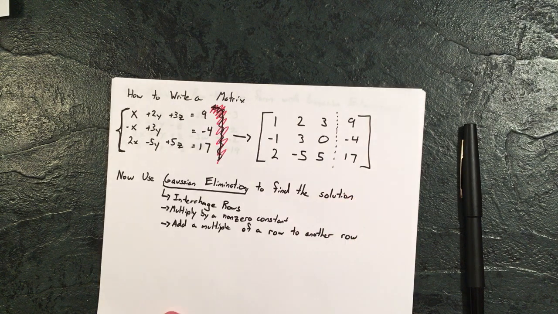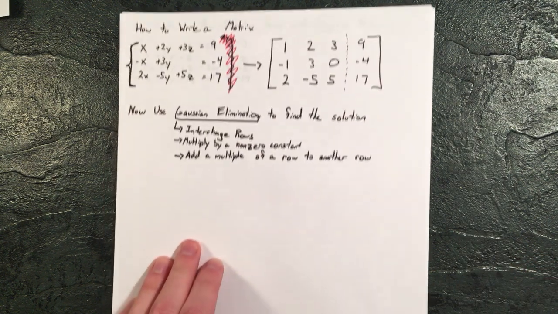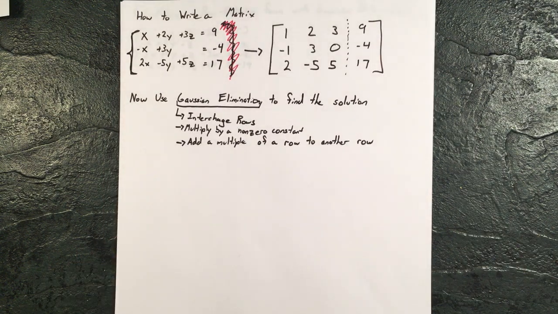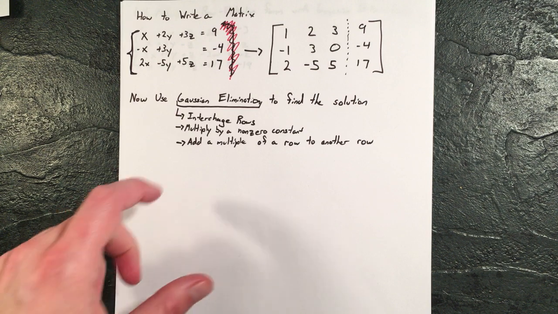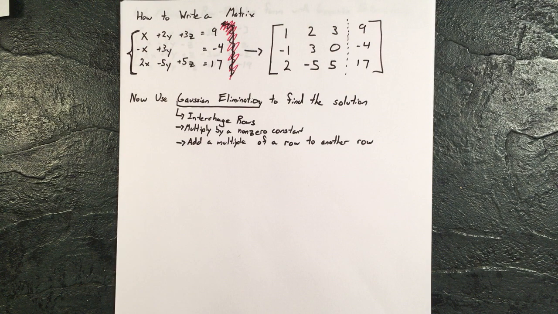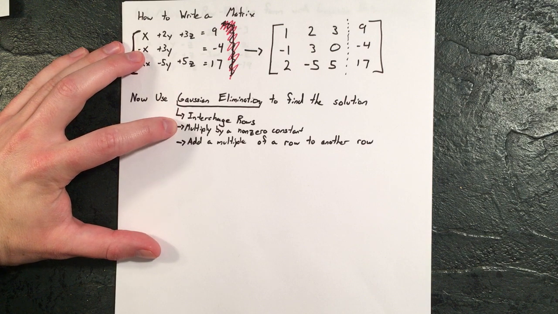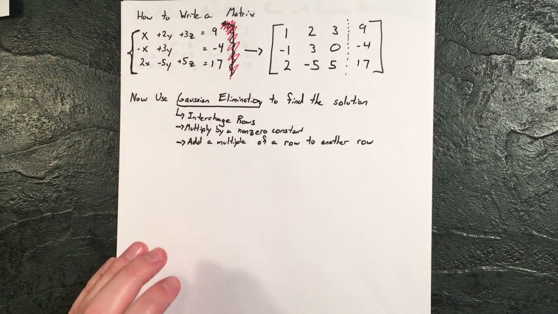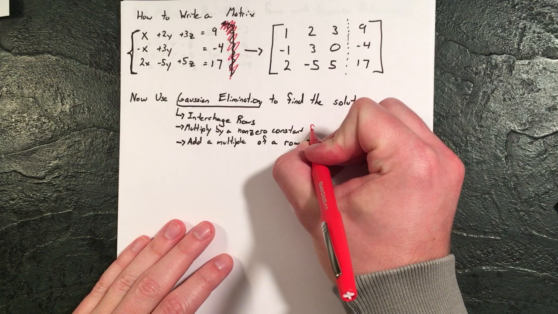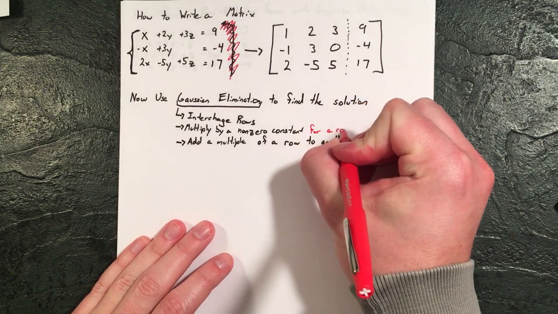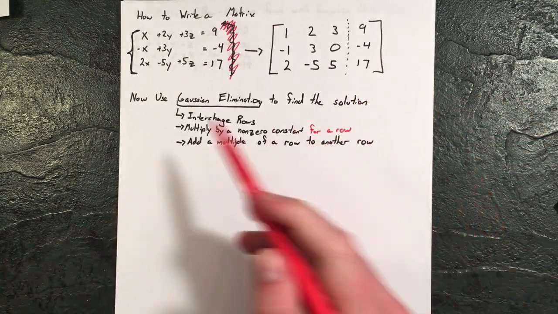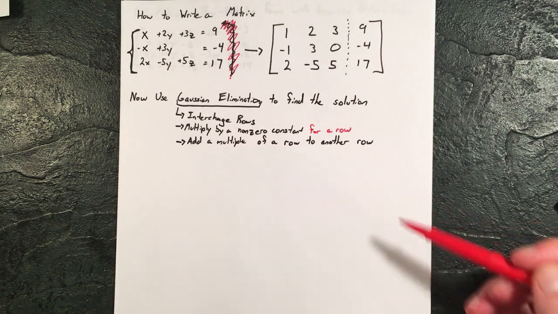So we're going to now use something that's called Gaussian elimination, invented by Gauss, as you might guess. And there's only 3 ways that we can go through this elimination, and we kind of did this last week. You can interchange rows. You can multiply by a non-zero constant only to a row. So that's for a row. You can't multiply columns. And then you can add multiples of a row to another row.